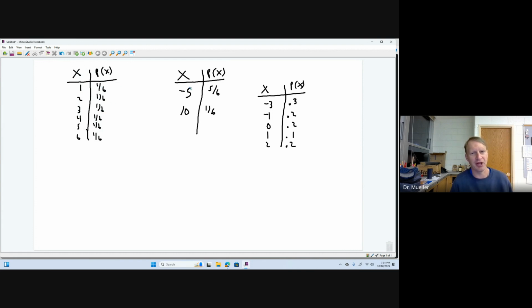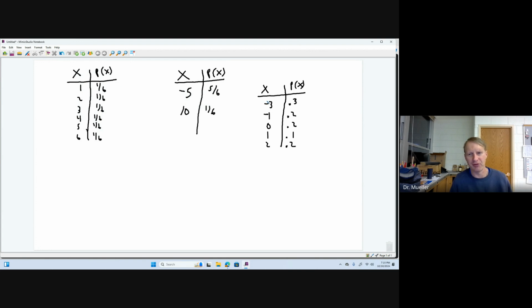and 1. So likewise here, this might be some type of game where you either lose $5 or you win $10. There's a 5/6 chance of losing $5. This is 5/6. 1/6 chance of winning $10. This is 1/6. So these two numbers will add up to 1. So you have a probability distribution.